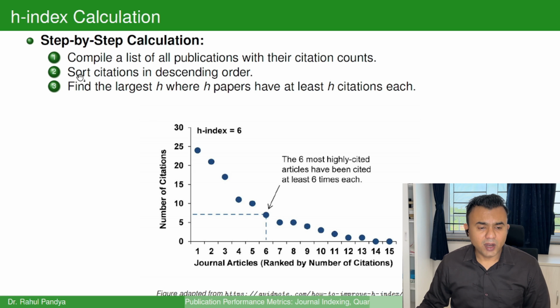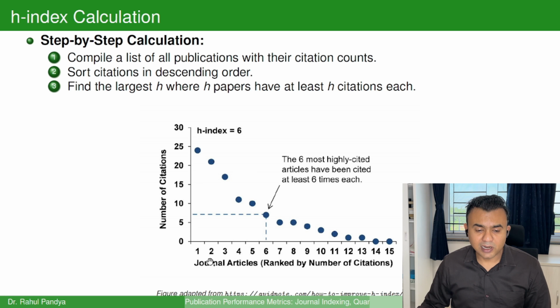Then all the papers are listed, and we sort them in descending order. Then we have to find H, where H papers have at least H citations each. Let's set H equal to 1. So at least one paper should have 1 or more citations. Yes, this one has 25 citations, so it is in.